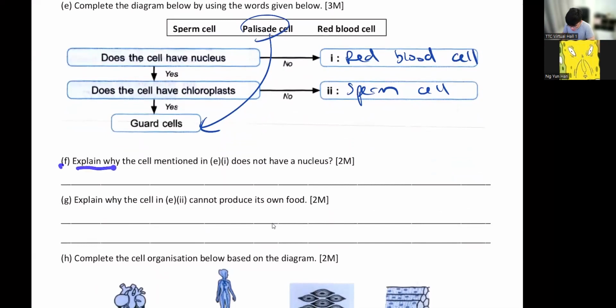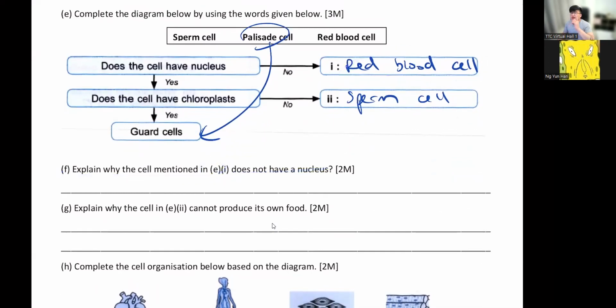So F, explain why the cell mentioned in E1 does not have a nucleus. Why do red blood cells not have a nucleus? This is to allow the cell to carry more oxygen. Because your red blood cell's job is to carry oxygen. When it has a nucleus there, it's like blocking the space. So if your red blood cell is completely empty, with no nucleus inside, it can carry more. So this makes your stamina better. Your stamina is decided by your red blood cells.